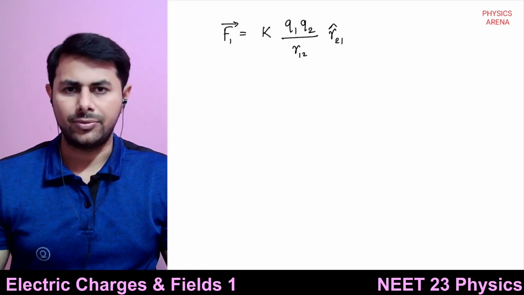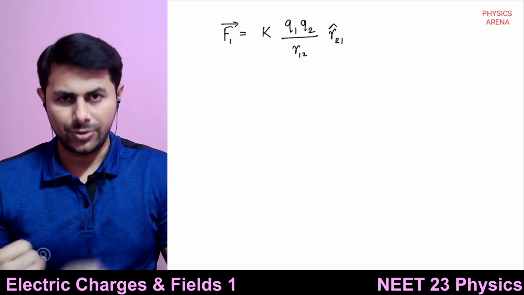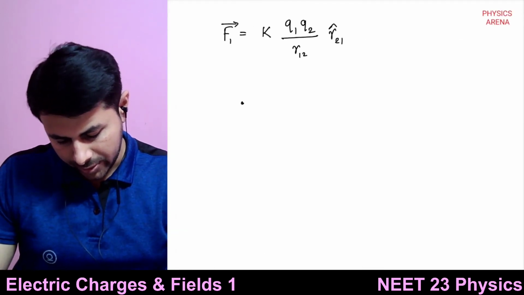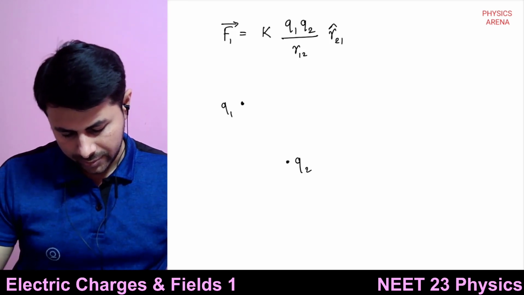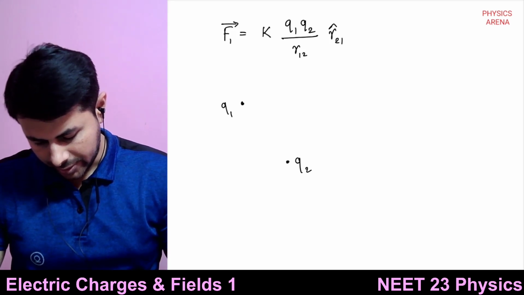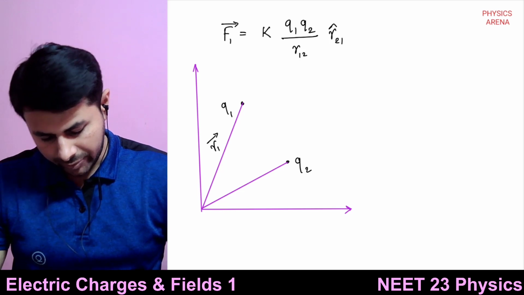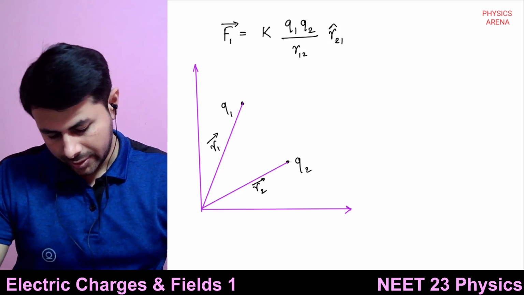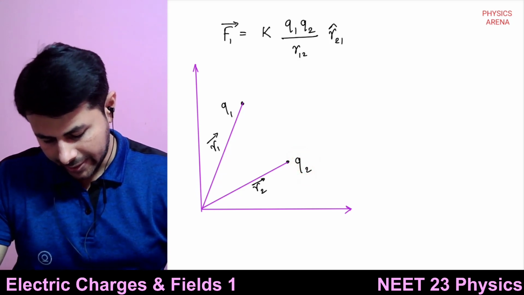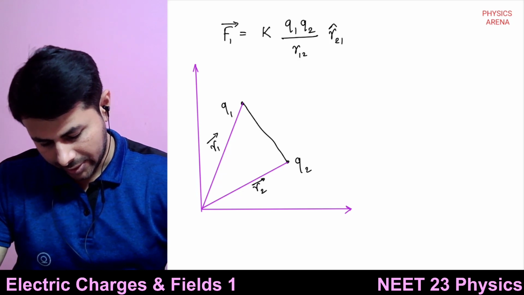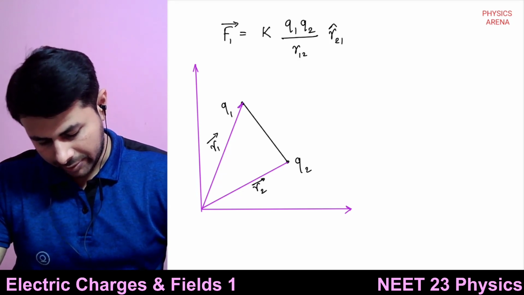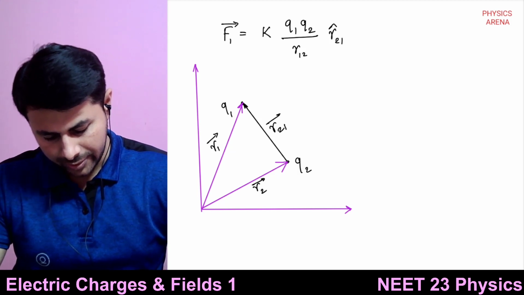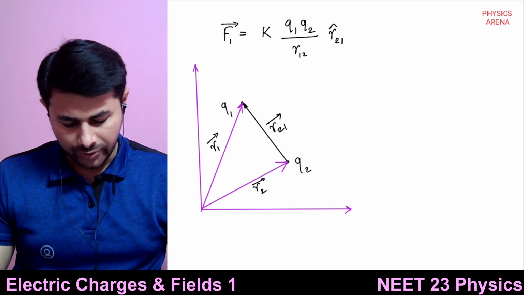This is the force on 1 due to 2. So this will be the formula. Now you draw R21. Let's suppose this is your Q1, this is Q2, and these are their position vectors, R1 bar and R2 bar. The force due to Q2 on Q1 will be directed along this line. So this is R1 bar, this is R2 bar, and this is, suppose, R21 bar.